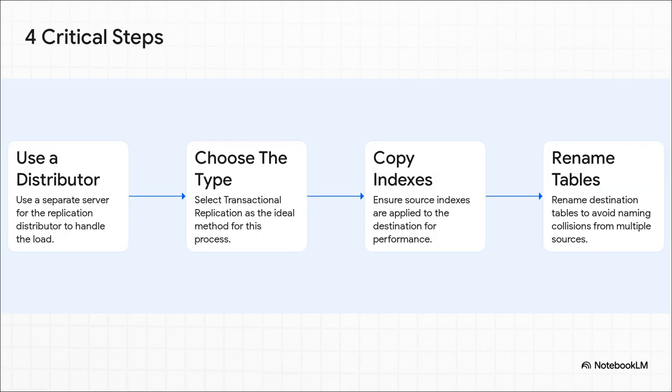All right, so let's break down the 4 critical steps for a truly rock-solid setup. Number 1, use a separate server for your distributor. You don't want that workload on your main server. Number 2, like we just said, choose transactional replication. Now the last 2 are super important and really easy to miss, so let's zoom in on those.